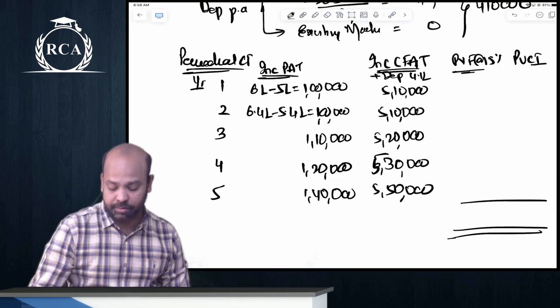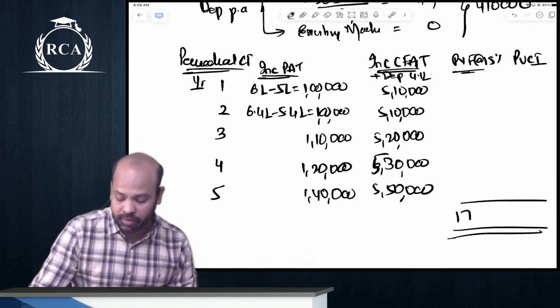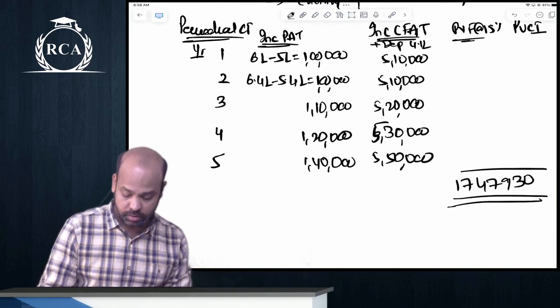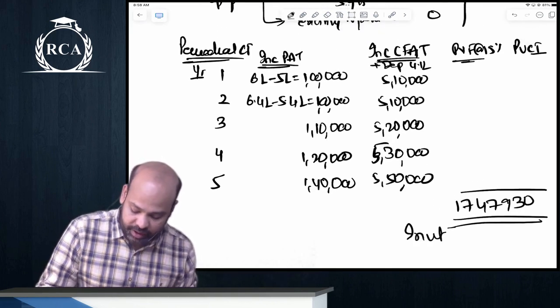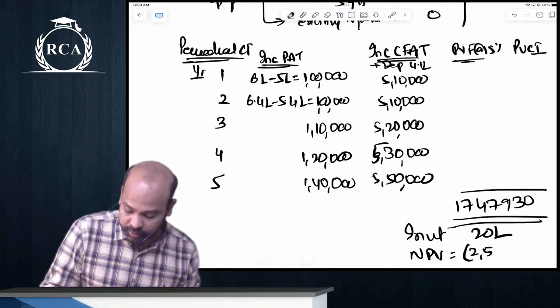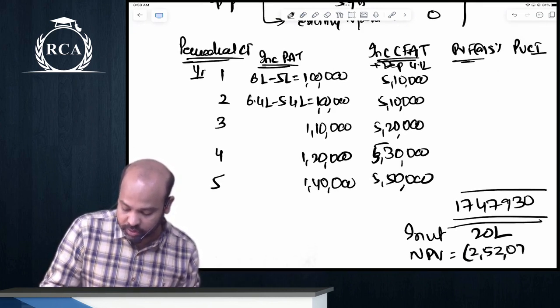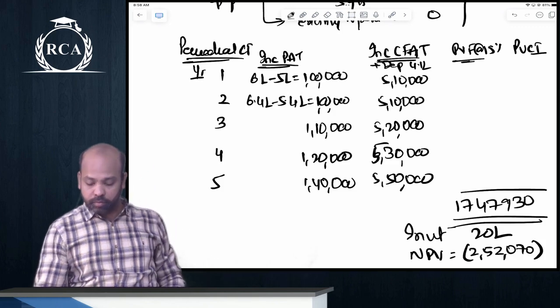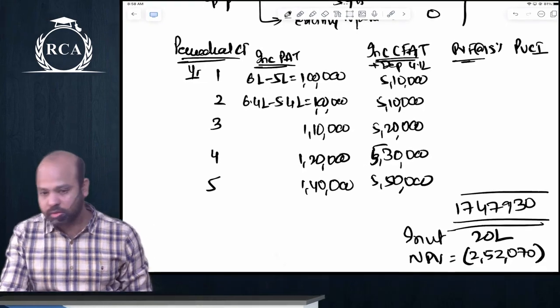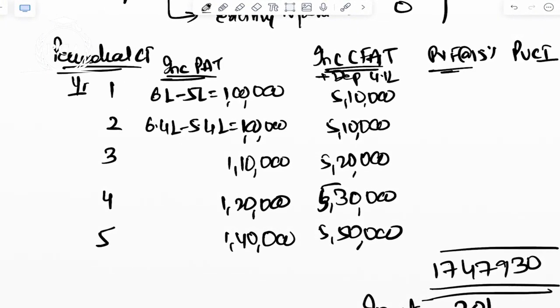How much is PVCI? 17930. Your investment, guys, is 20 lakh rupees. Therefore NPV is negative 2 lakhs 50, 2070. What is the best option, guys? Do not upgrade, do not replace. Quietly continue with the existing machine. That will give us the highest benefit.